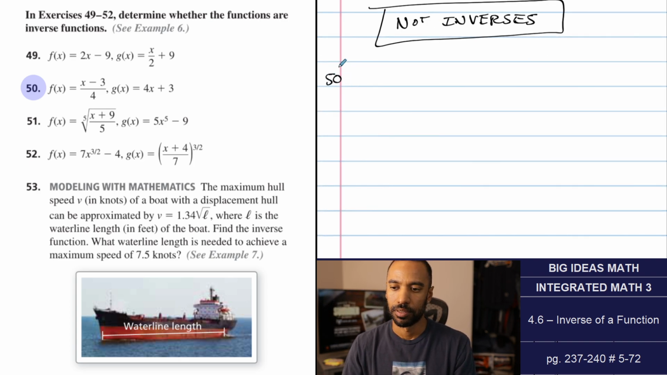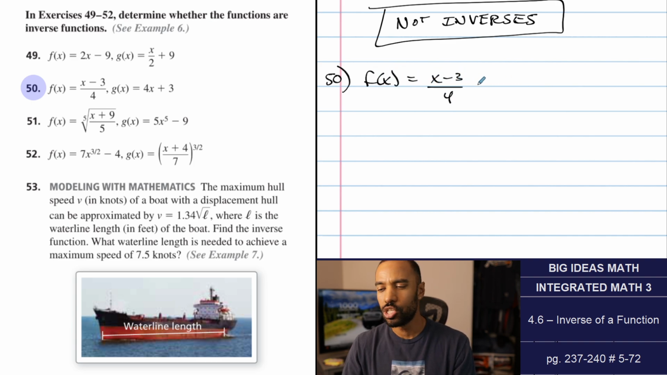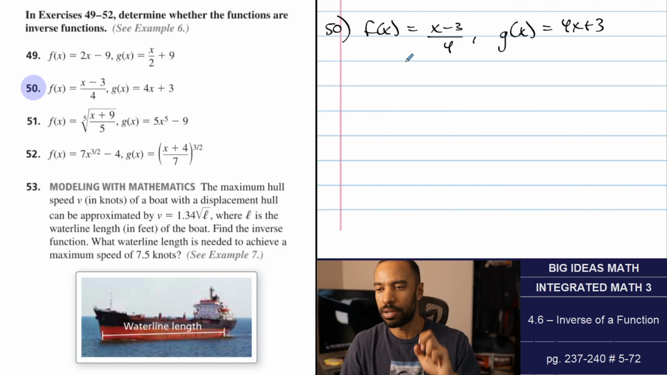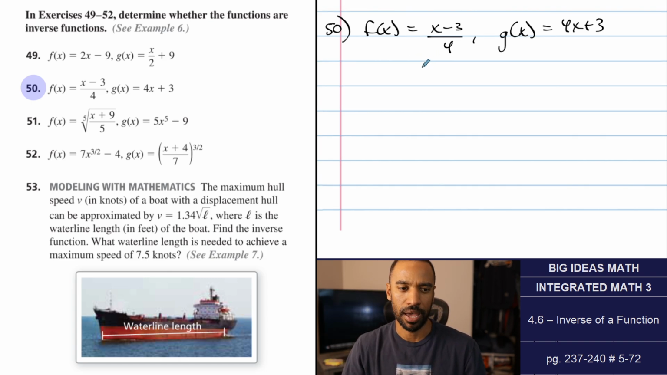Number 50. F of x equals x minus 3 over 4. And I do have a lot of things to say about what you do in these test things. It's one thing to know what you're supposed to do, but when you test for simplification, you got to know how to clean it up right. And I'll try and show you what I mean by saying what to avoid, because you might make a mistake on them. F of g of x.